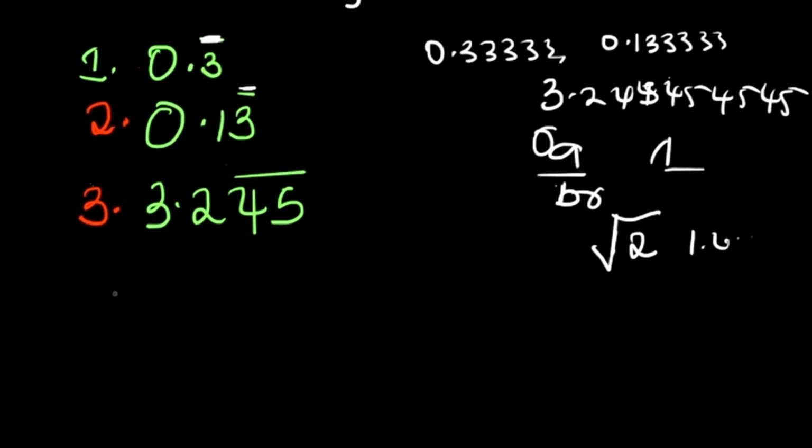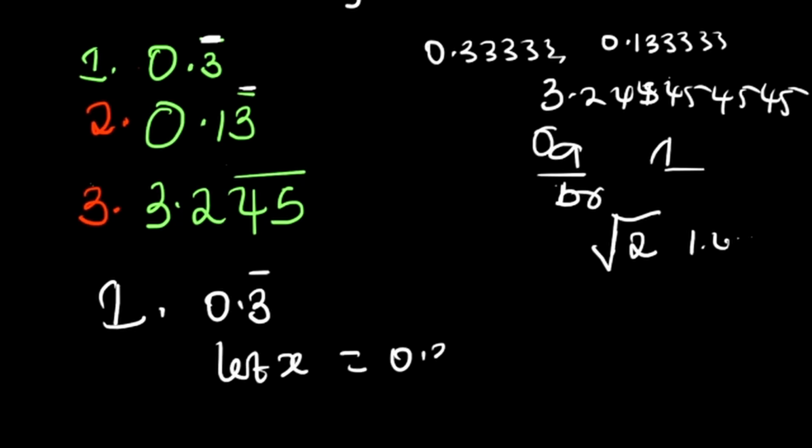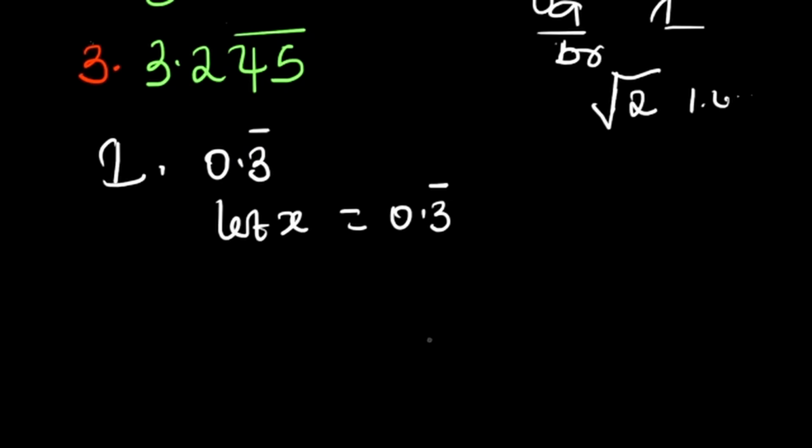Here we have number 1, 0.3 bar. Remember that this 3 is repeating. So what are we going to do? How do we do this? We say, step 1, let x be equal to 0.3 bar. I'm showing you how to solve this. Let x be equal to 0.3 bar. And once you write it this way, the next thing I'm going to do is copy it down and say x is equal to 0.3 bar.